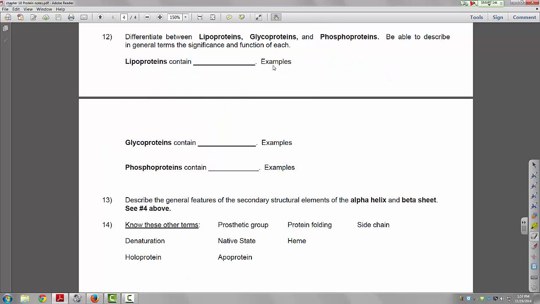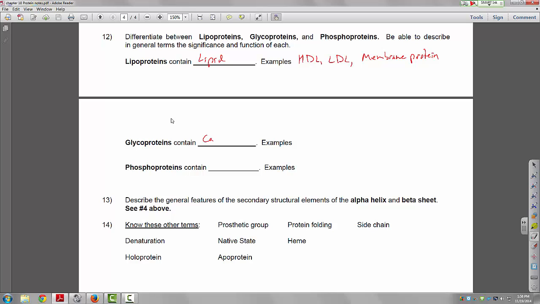Differentiate between lipoproteins, glycoproteins, phosphoproteins, being general term significance and function of each. Lipoproteins contain lipid. We talked about this in the last chapter. We had HDLs and LDLs, but we also have membrane proteins. So some proteins have a lipid attached to them as a kind of an anchor to the membrane.